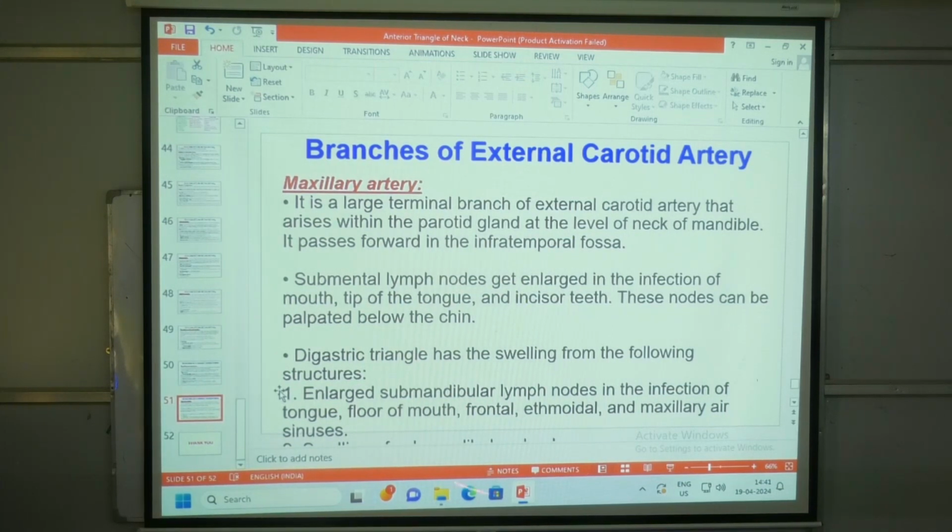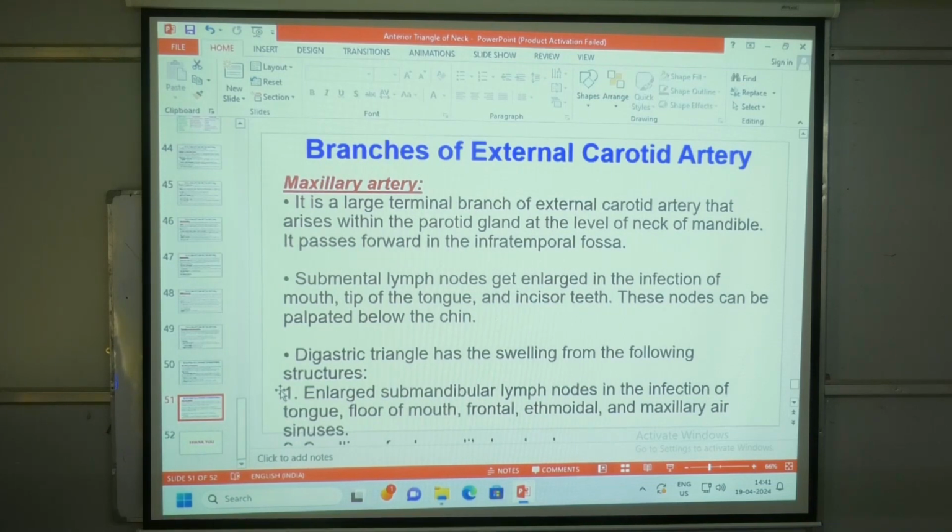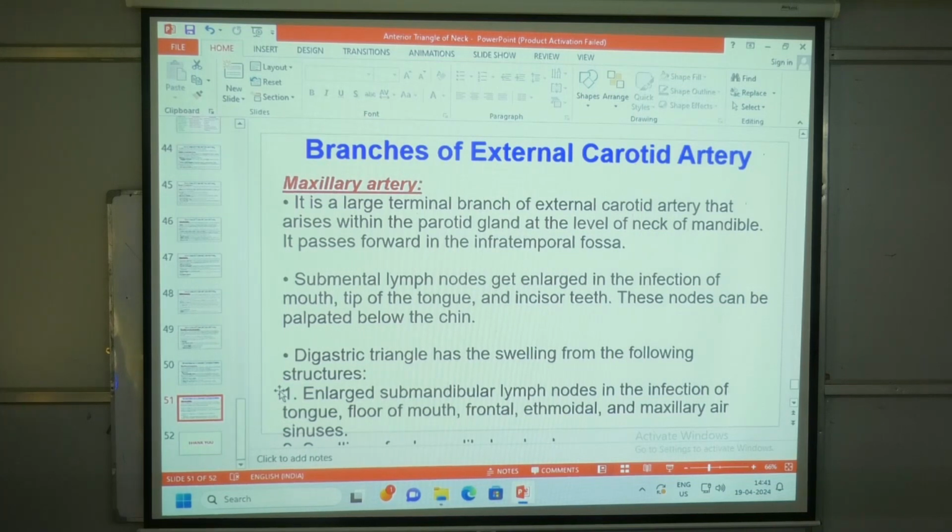Okay, so these are the clinical aspects. Which structures can form swelling in each of the triangles. You have to know the contents of the triangle. So if infection involves those structures, there will be swelling.